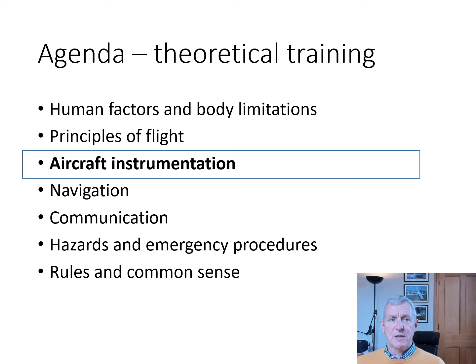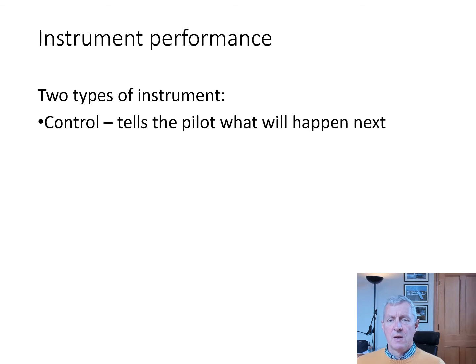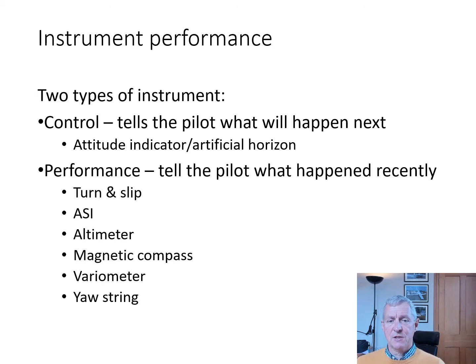Now let's have a look at aircraft instrumentation. Let's talk a little bit about instrument performance. There are basically two types of instrument we use when we're cloud flying. The first is a control instrument. It's going to tell the pilot what's going to happen next. And the second is a performance instrument. It tells the pilot what happened recently. There's only one control instrument, and that's the attitude indicator or artificial horizon. That tells you what the airplane is doing right now and therefore what is going to happen next. The performance instruments are pretty much everything else: the turn and slip, the airspeed indicator, altimeter, the compass, the variometer and the yaw string. They have some degree of lag in what is happening.